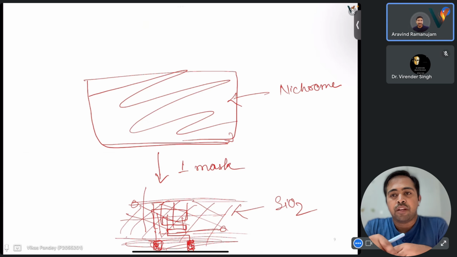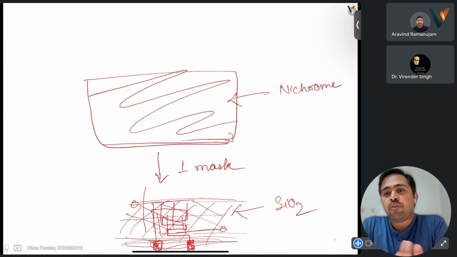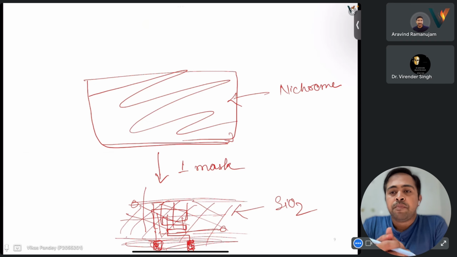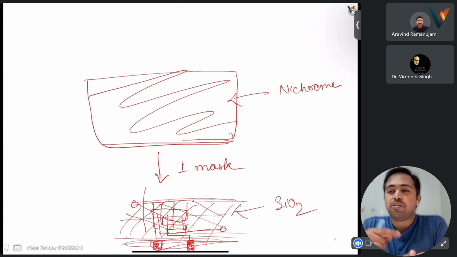Are you getting it? Yes, sir. A three mask process then? Screen mask, I didn't get. We are talking about photolithography mask only. Even if we go for shadow mask or screen mask, depositing SiO2 using shadow mask is a difficult process. So we are talking about photolithography only.